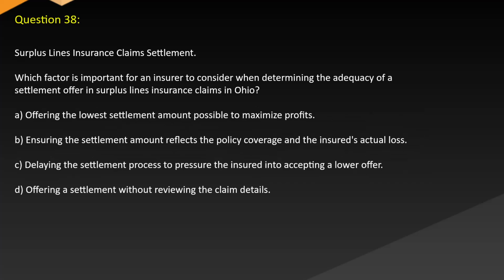Question 38. Surplus lines insurance claims settlement. Which factor is important for an insurer to consider when determining the adequacy of a settlement offer in surplus lines insurance claims in Ohio? A. Offering the lowest settlement amount possible to maximize profits. B. Ensuring the settlement amount reflects the policy coverage and the insured's actual loss. C. Delaying the settlement process to pressure the insured into accepting a lower offer. D. Offering a settlement without reviewing the claim details.